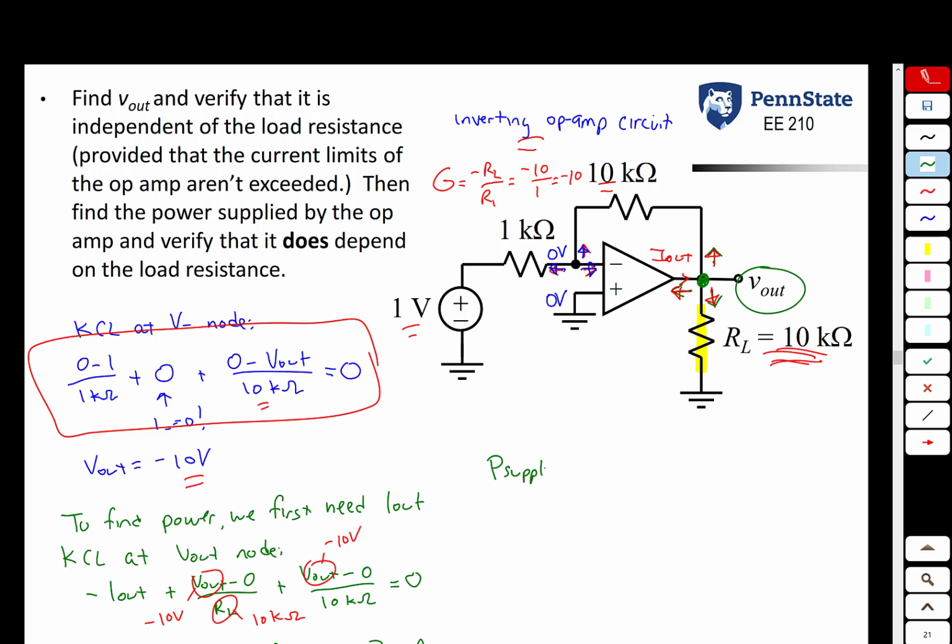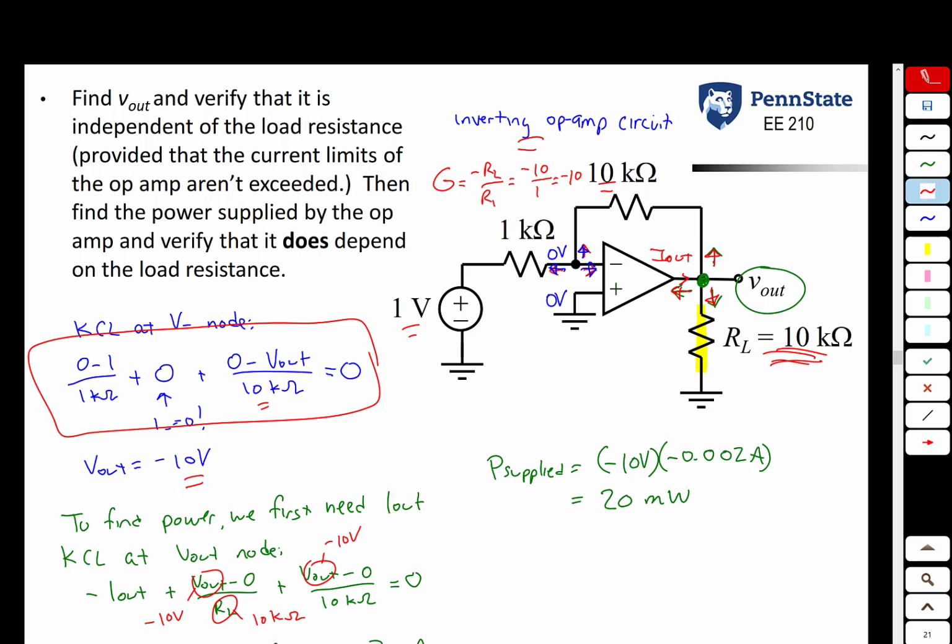The supplied power, using the power equation for the op-amp, is the voltage at the output, negative 10 volts, times the current coming out of the op-amp, which is minus 0.002 amps. You work out the math, it's 20 milliwatts.